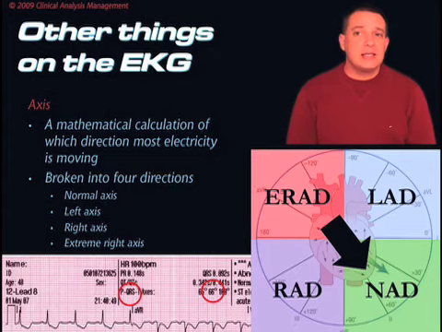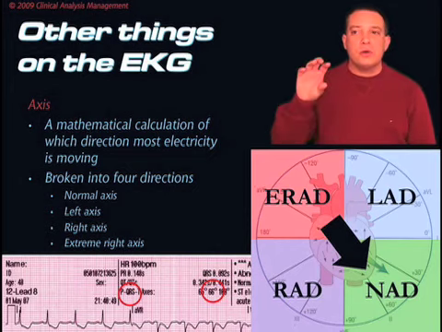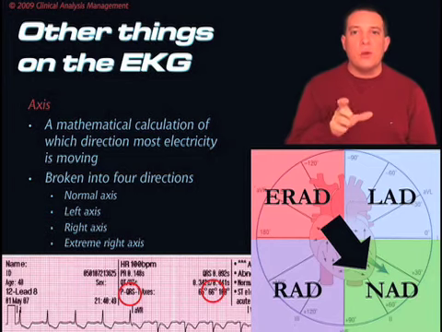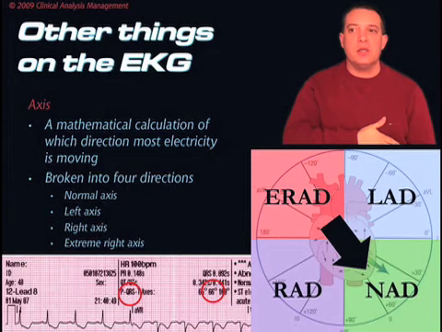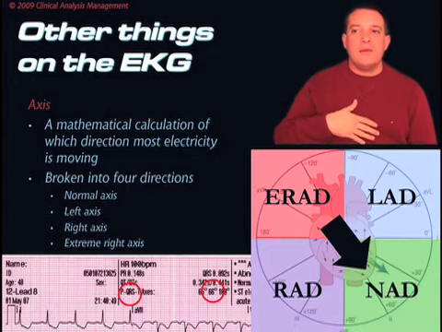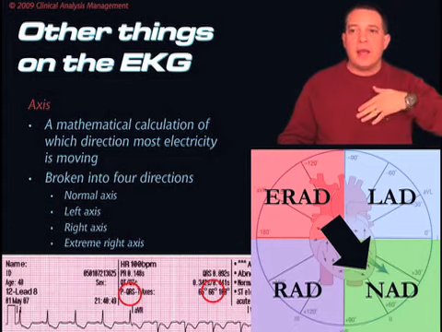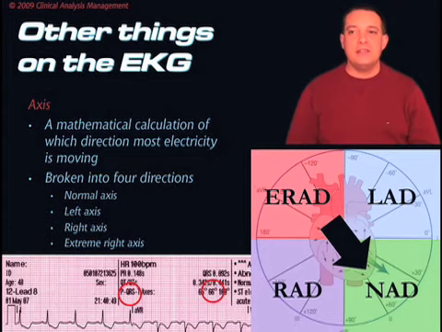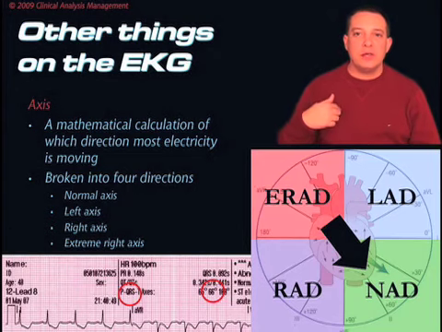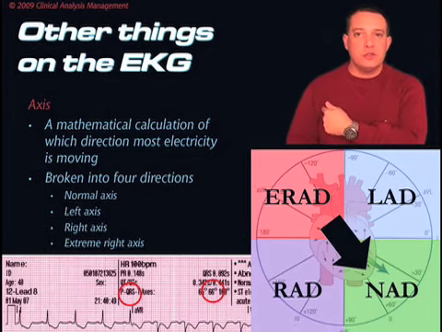But when we break the axis down, we actually break the axis down into 4 sections. The first type of axis that we can actually have is a normal axis. And a normal axis is denoted on the diagram of the heart by the area that's in green. Anything from 0 degrees to positive 90 degrees is a normal axis. That's where we normally expect the electricity to be going. Now, if the axis moves more this way, then we would say that the patient had right axis deviation. And right axis deviation is defined as when the axis is anywhere from plus 90 to plus 180. I'll say that again, a right axis is anywhere from plus 90 to plus 180.